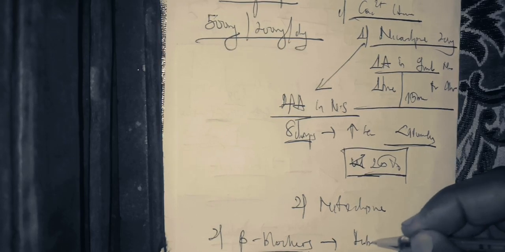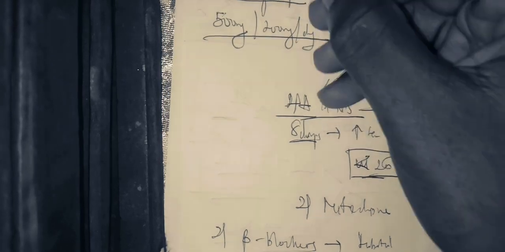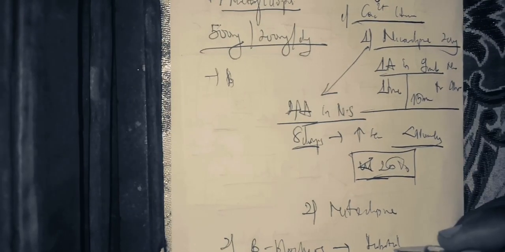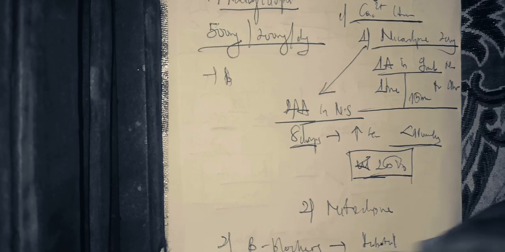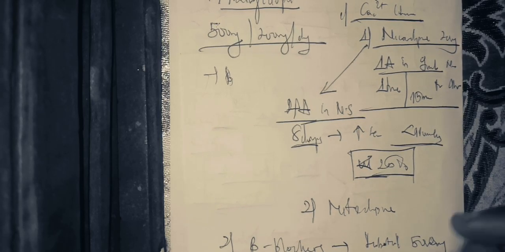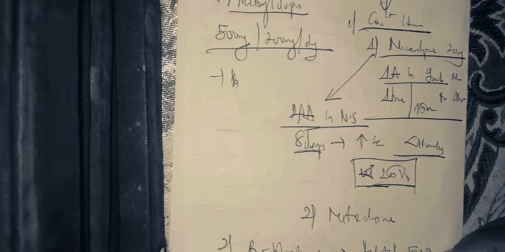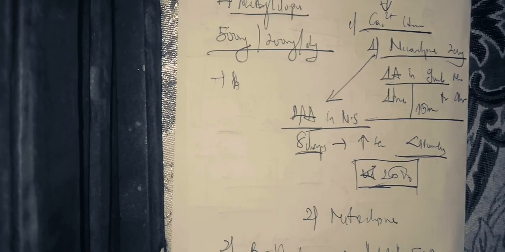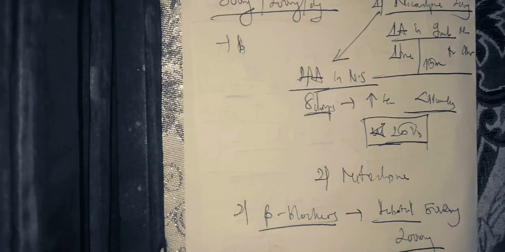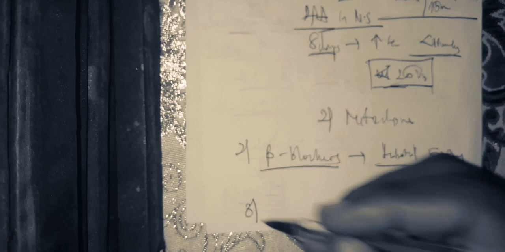So example, we have labetalol. We can use beta blockers either in this case to use beta blockers, or use also beta blockers to maintain in this case. So labetalol is an example of beta blockers, 500 milligram. You can go up to 2000 milligram per day. Is it clear?